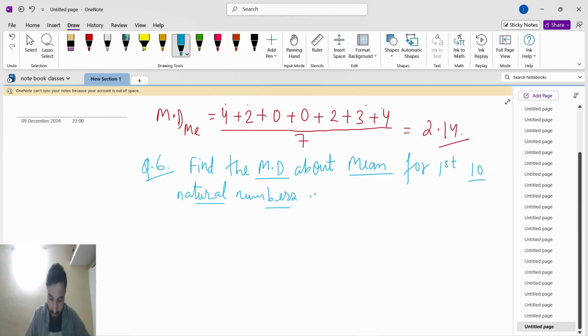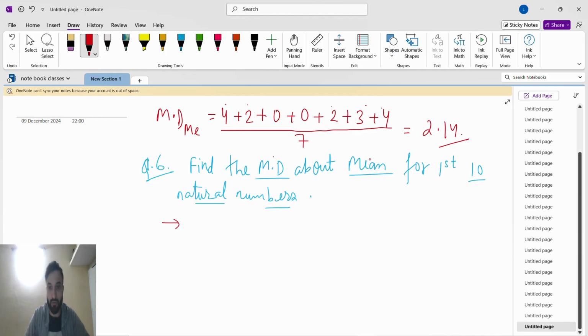Guys, what is a natural number? Yes, natural numbers start from 1, right? 1, 2, 3, 4, 5, till infinity, like positive numbers. If it starts with 0, 1, 2, 3, 4, that means whole numbers. Okay, so you have to find the mean deviation about mean for the first 10 natural numbers.